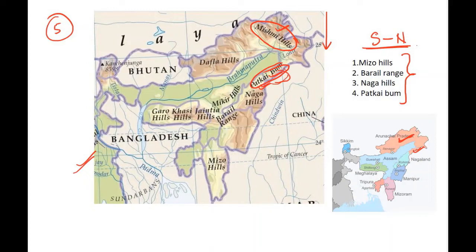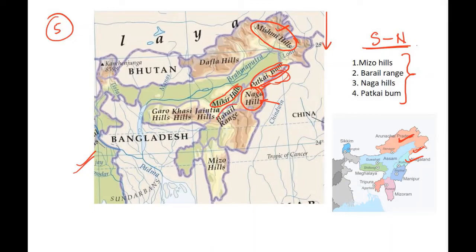Let's come a little this side and see यहाँ पे there is Naga Hills. Naga Hills, from the name we can get it that it is in Nagaland. So here we see there is Mikir Hills. Mikir Hills is basically a group of hills that is located to the south of the Kaziranga National Park in Assam. Okay.